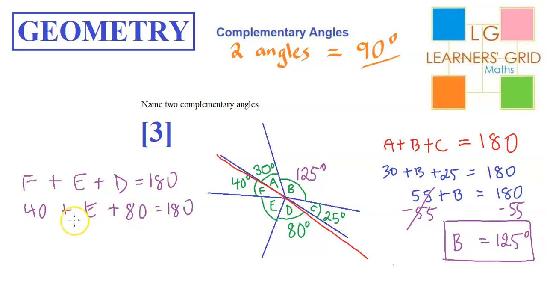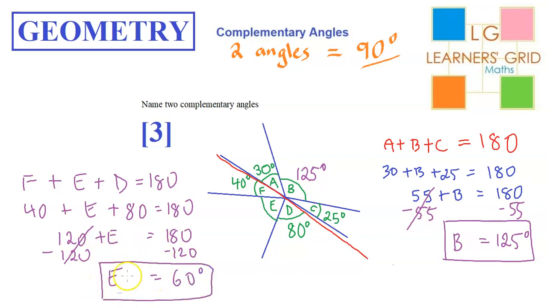Let's tidy it up. 80 plus 40 is 120, plus angle E, which is the unknown, is supposed to equal 180. So I subtract 120 from both sides. I'm left with E equals 60. So E is 60 degrees. And now I really am ready to start looking and finding out which ones are possible.